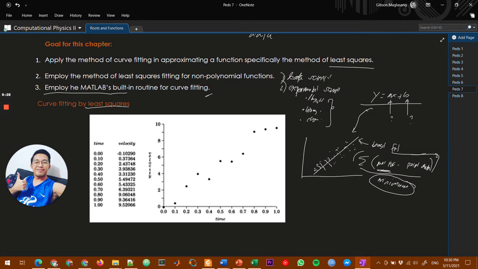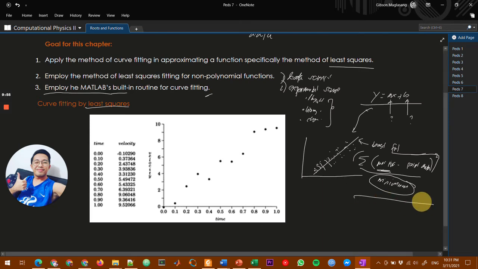The method of least squares applies to other curves, not only lines. You can do least squares on a parabola or any kind of curve aside from a straight line. But for now, we'll start simple, which is a straight line. To understand the concept better, we'll have an example on a free fall experiment.